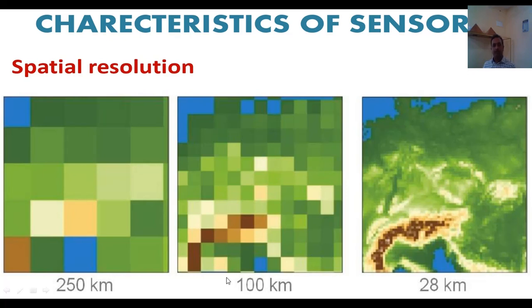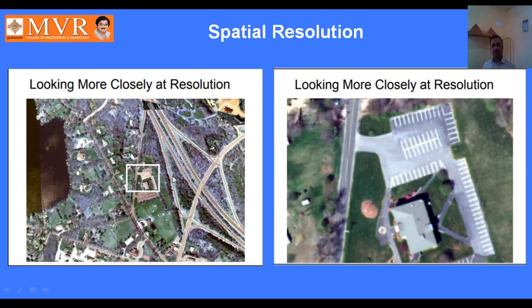A 100 meter pixel size gives a 100 meter spatial resolution of that imagery. With a 28 meter pixel size, this satellite imagery has a spatial resolution of 28 meters. If you observe here, this is a different satellite image. I will compare this here. This is the entire city in this image.